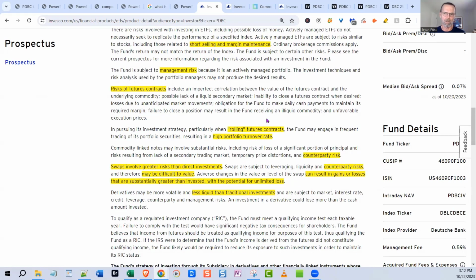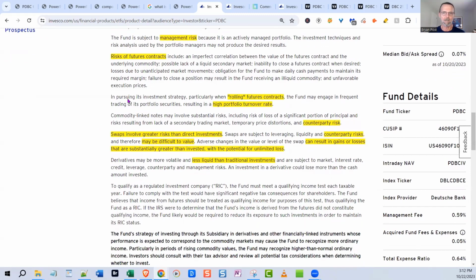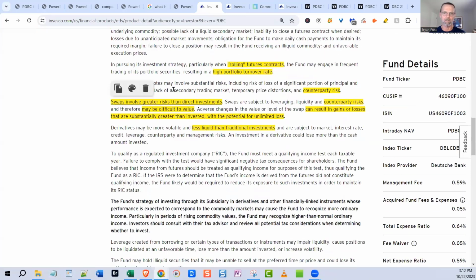Futures contracts involve a whole set of risks. Rolling futures contracts, I just spoke about. High portfolio turnover rate, and that highlights the fact that because they are futures contracts, they will be continually rolling those contracts forward, and there are fees involved with that, costs involved. So you would certainly want to understand the costs involved with this ETF before investing.